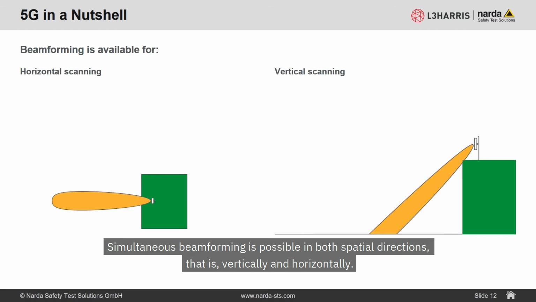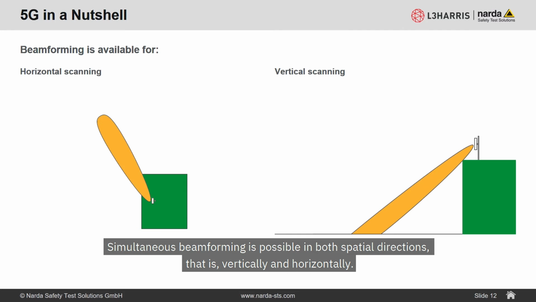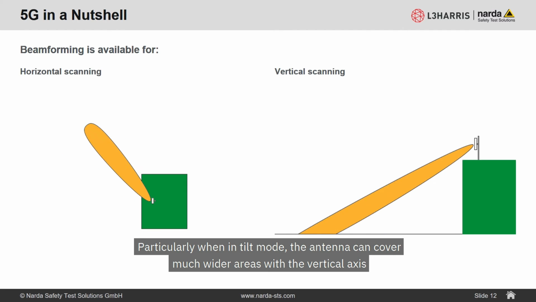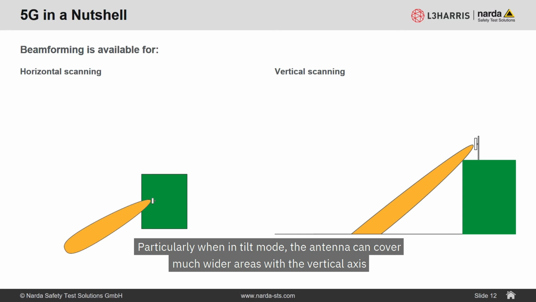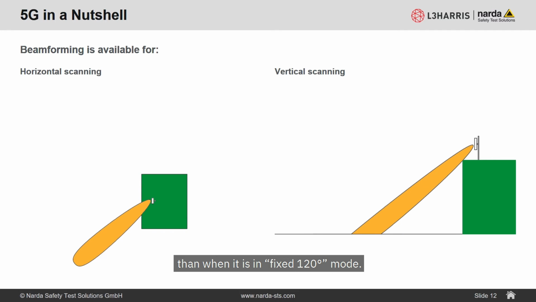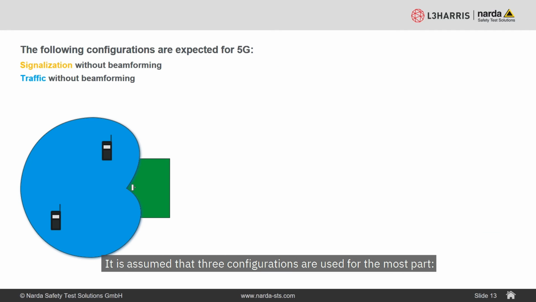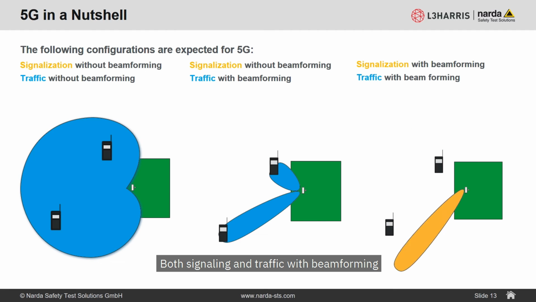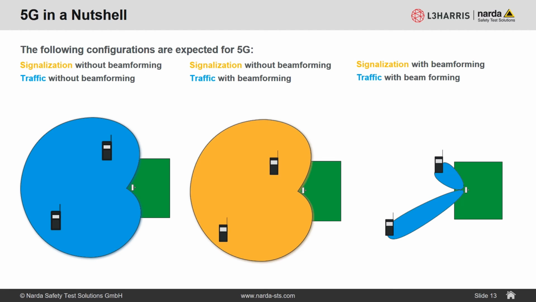Simultaneous beamforming is possible in both spatial directions, that is, vertically and horizontally. Particularly when in tilt mode, the antenna can cover much wider areas with the vertical axis than when it is in fixed 120-degree mode. It is assumed that 3 configurations are used for the most part: both signaling and traffic without beamforming, signaling without beamforming and traffic with beamforming, and both signaling and traffic with beamforming.